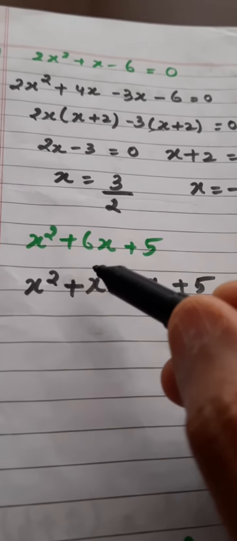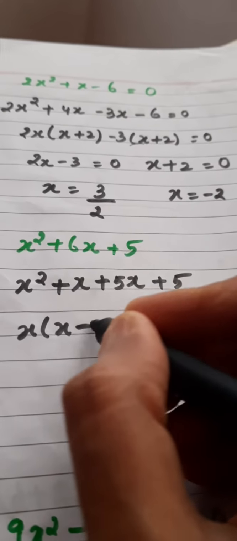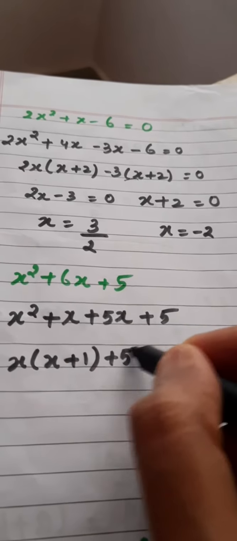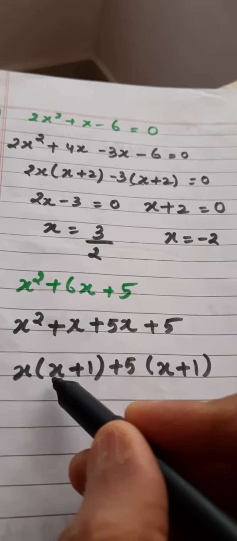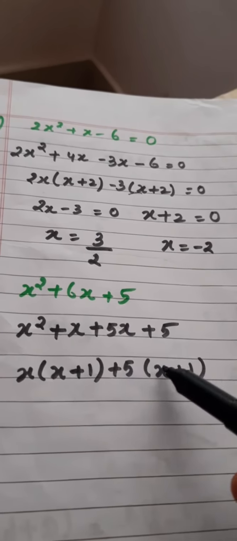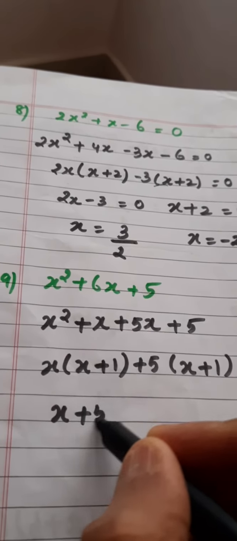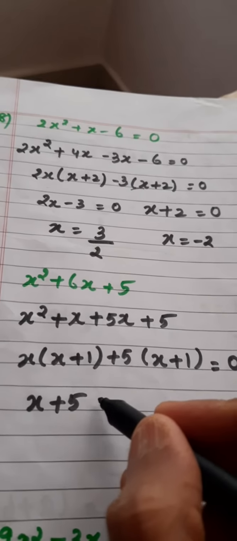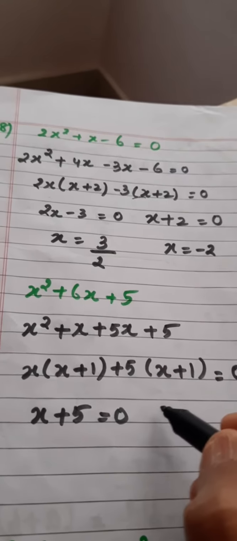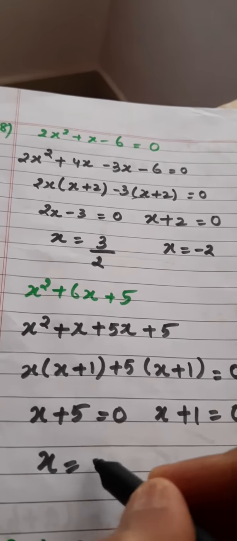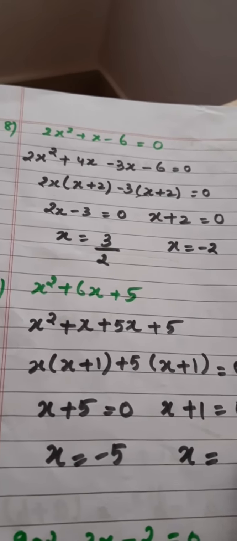You can cross verify once. x plus 5x is 6x. So x into x plus 1. So here also you write x plus 1, x plus 5, x square, x, 5x, 5. You can just cross verify after writing this. So x plus 5 equal to 0, x plus 1 equal to 0, x equal to minus 5, x equal to minus 1.